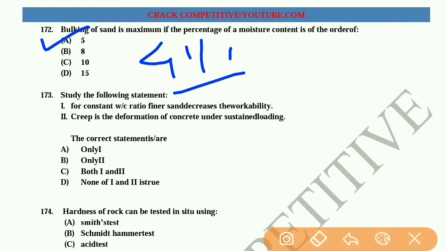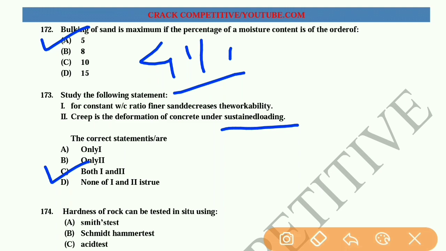Study the following statements. 1. For constant water cement ratio, finer sand decreases workability, and 2. Creep is the deformation of concrete under sustained loading. Both are right statements, option C, 1 and 2 both are right, so option C is right.